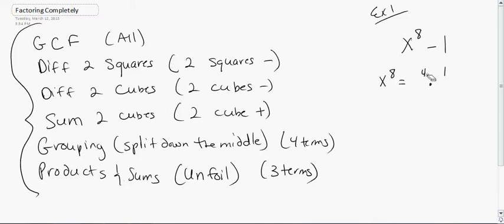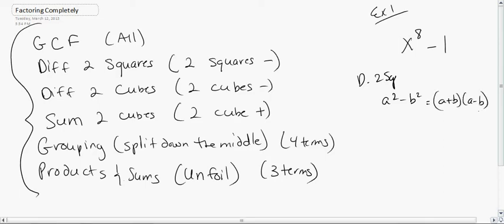Let's go ahead and factor this. The method I'm using is the difference of two squares, and that looks like this. A squared minus b squared equals a plus b times a minus b. That's what my formula looks like.